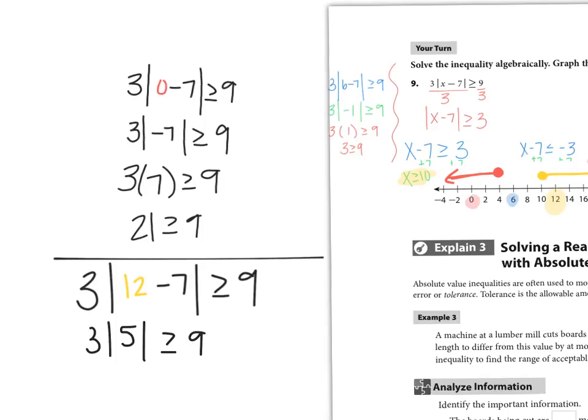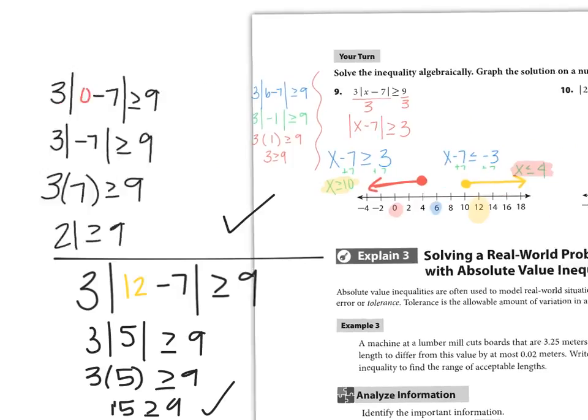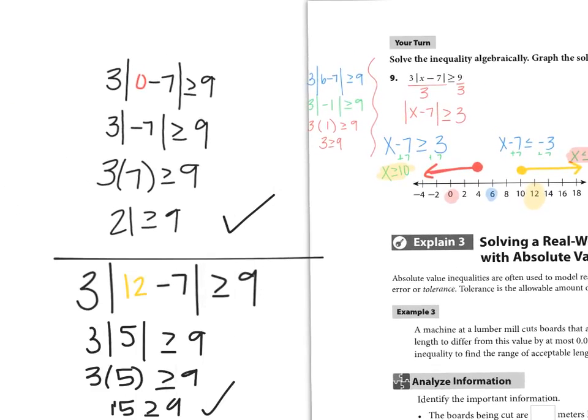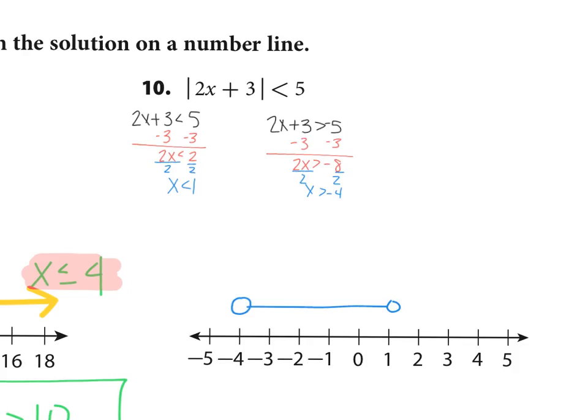What is the absolute value of 5? The absolute value of 5 is 5. So 3 times 5 is 15. So you end up with 15 is greater than or equal to 9. Yes. So because 15 is greater than or equal to 9, this inequality is true. And that is, again, why everything to the right of 10 is going to be a solution.